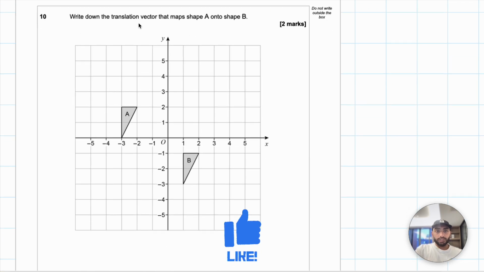Question 10, write down the translation vector that maps shape A onto shape B. So I'm going from A to B. You always choose the same point, and I'm going to see how this corner has moved to that. That has moved 1, 2, 3, 4 to the right, and then it's moved 1, 2, 3 down.